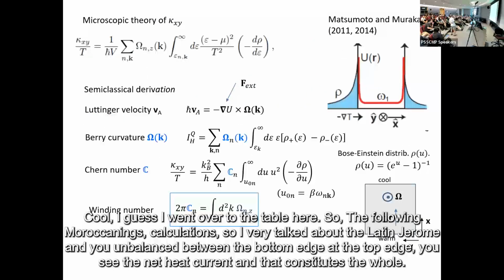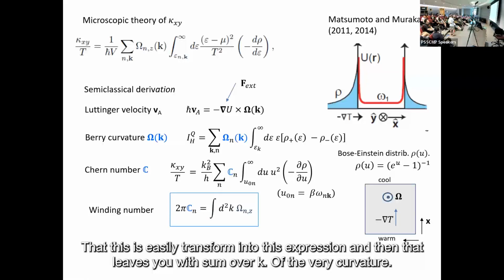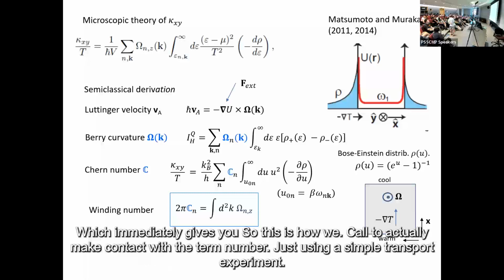Oh, I guess I went over the same territory here. So, following Murakami's calculation, I've already talked about the Luttinger term, and the imbalance between the bottom edge and the top edge gives you the net heat current, and that constitutes the Hall current. Then this is easily transformed into this expression, and that leaves you a sum over k of the Berry curvature, which immediately gives you the Chern number. So this is how we hope to actually make contact with the Chern number just using a simple transport experiment.